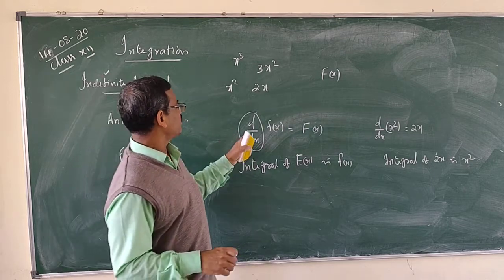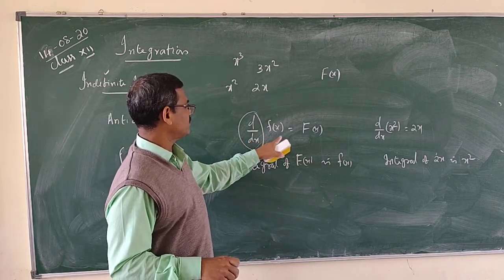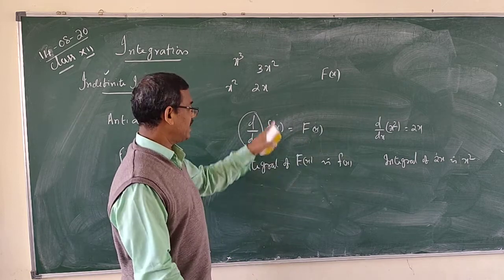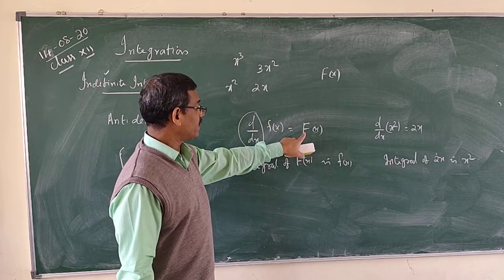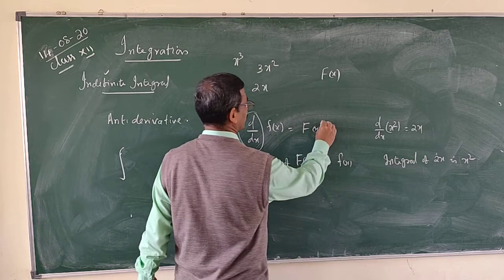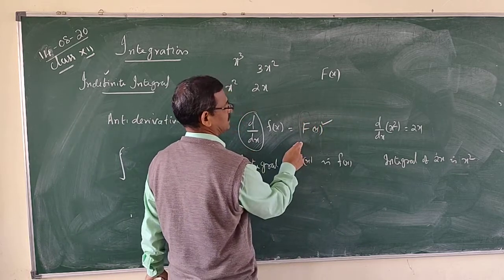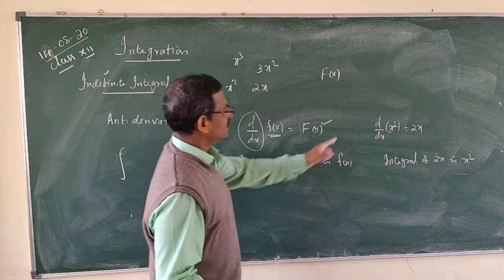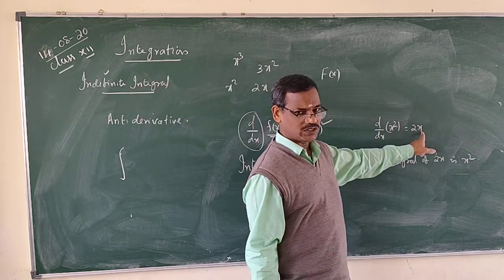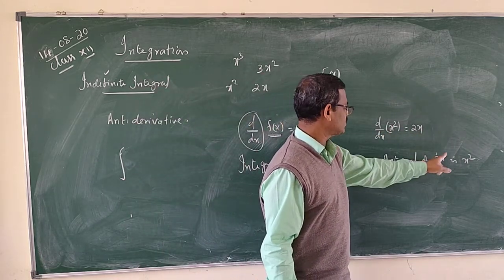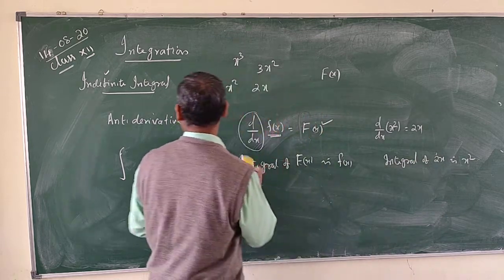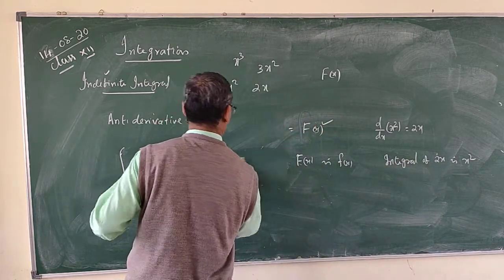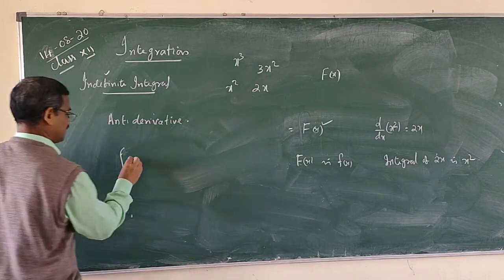Means you are given a function d by dx of fx is equal to capital Fx. Then we are trying to find out a function. You are given capital Fx. Then the integral of this function is small fx. d by dx of x square is 2x. So the integral of 2x is x square. So that is the process here. Now we will be writing like this: integral of fx.